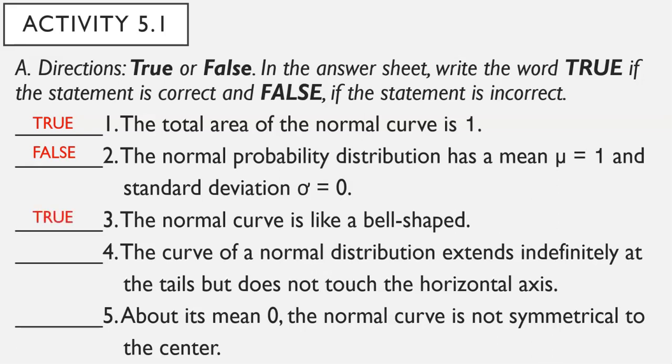It's true. 4. The curve of a normal distribution extends indefinitely at the tails but does not touch the horizontal axis. The answer is true. And number 5, about its mean 0, the normal curve is not symmetrical to the center. The correct answer is false.